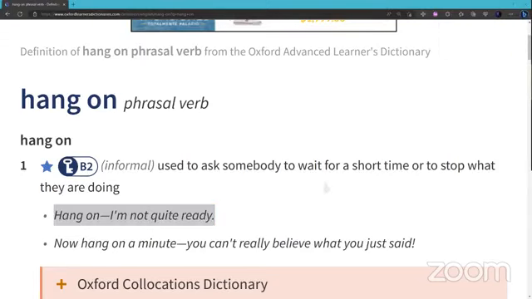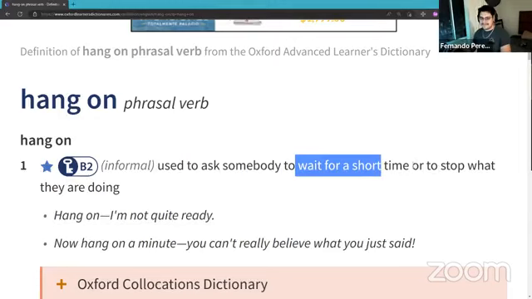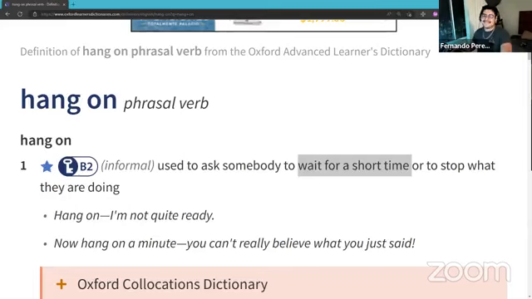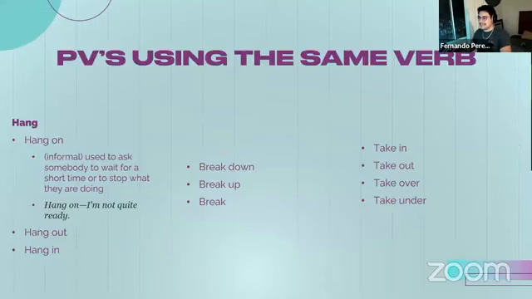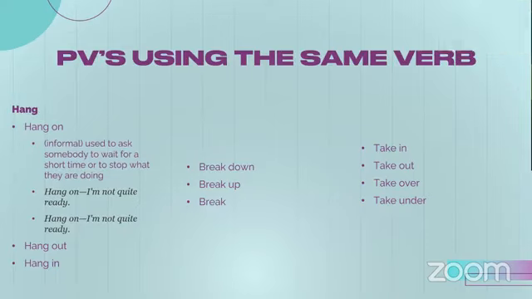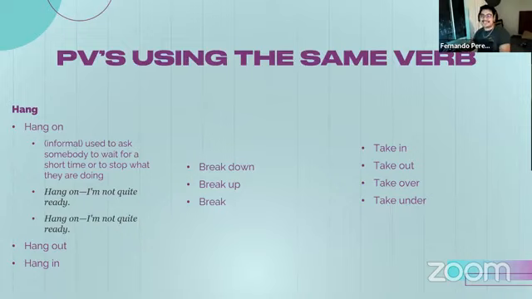To wait for a short time? Correct. Exactly. The famous wait a minute. It's better to say hang on. Then replace it. How would you replace it in the sentence? Hang on, teacher. I don't understand very well. Exactly. That sounds decent.